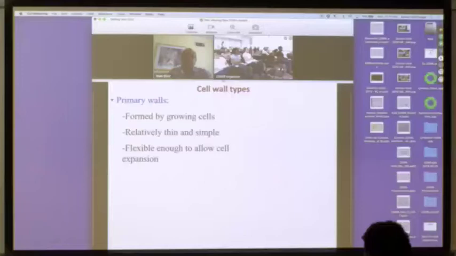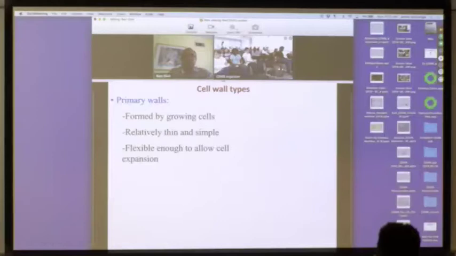So these, as the name suggests, are the wall that a new cell lays down after cell division. So this is formed by growing cells. They are relatively thin and relatively simple, although the simple is really not that simple. It's very complex, even in these primary cell walls, as I'll show you in just a few slides.